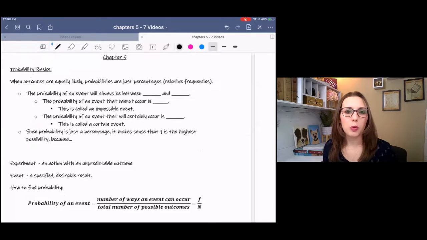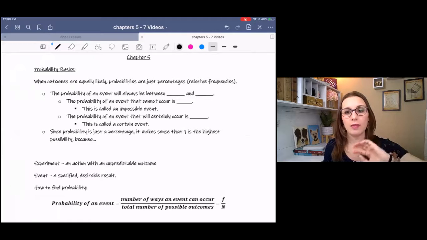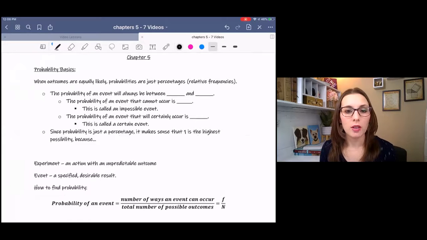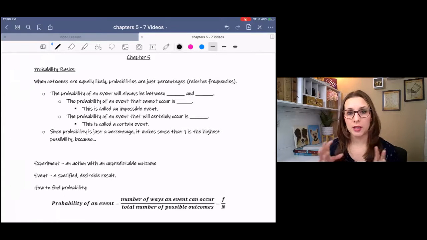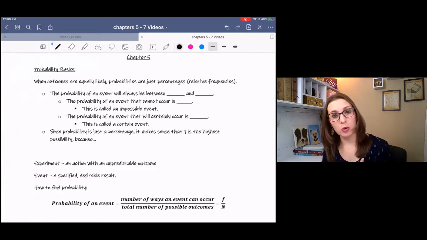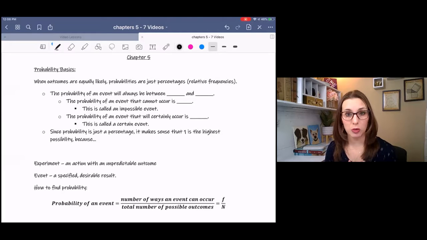When outcomes are equally likely, so that means that they have the same chance of occurring, then probabilities can be expressed as just percentages, and this relates back to relative frequency. Whenever we talked about making a table and we counted how many times each observation occurred, and then we figured out the proportion, those were called relative frequencies, and we expressed them as decimals. So probabilities can also be expressed as decimals, and they all kind of tie in together.